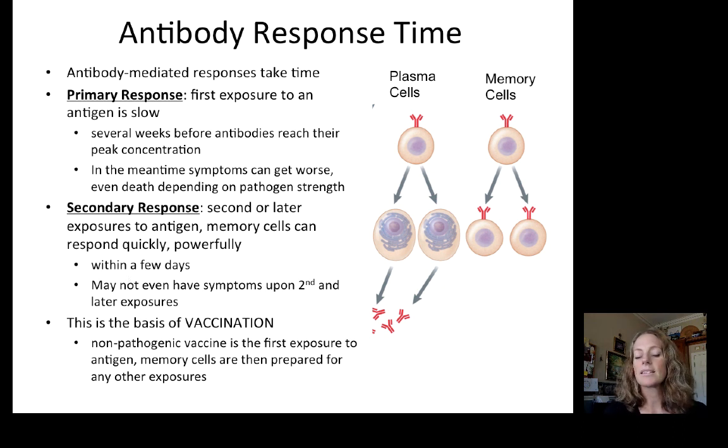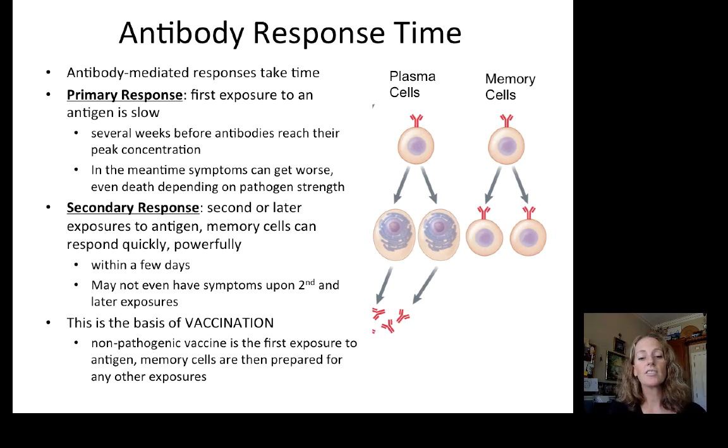So this is the basis of vaccination. So the idea of vaccination is to mimic the primary response. So what you do with vaccination is you take a piece of a pathogen, something that cannot cause disease. Remember that an antigen is just a molecule. It's a chunk of that bacteria or a piece of that virus. It cannot fully cause the disease, but it can cause an immune response.